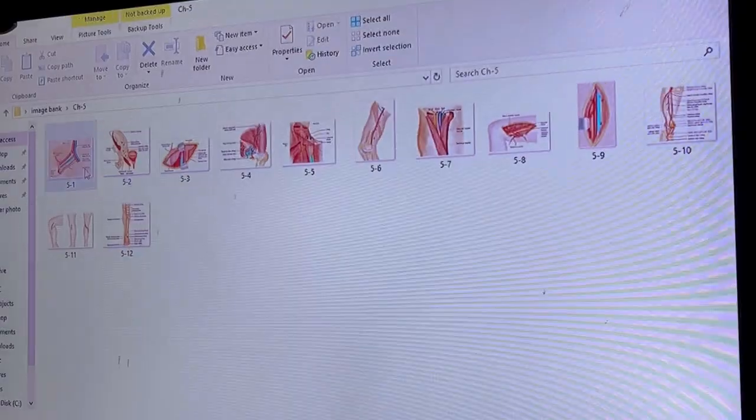So now we've talked about most of the arteries, and I can show you some illustrations which might be helpful to you. These illustrations are of the lower limb. Let's go there and we'll have a look at them. This is the first illustration.